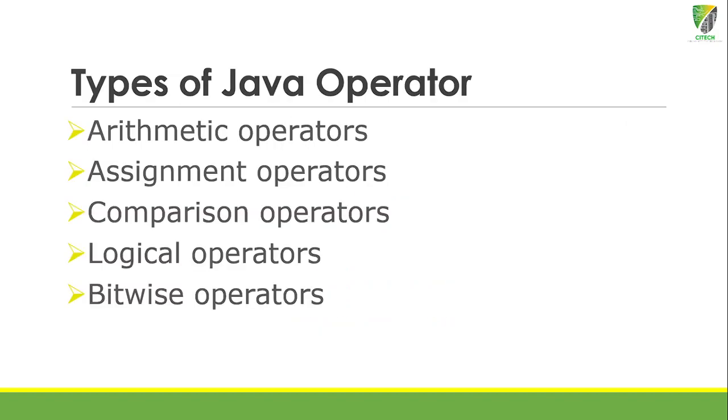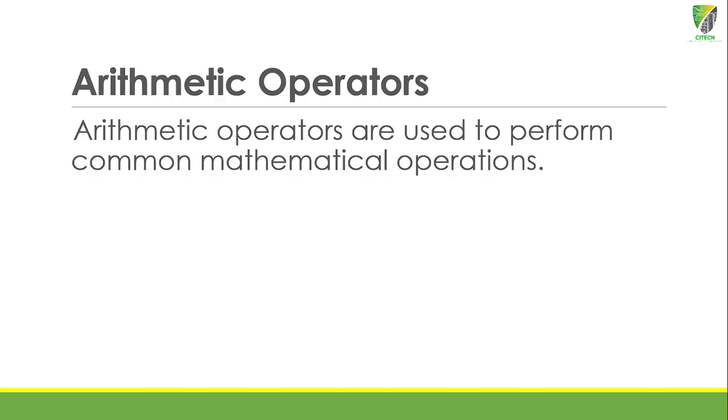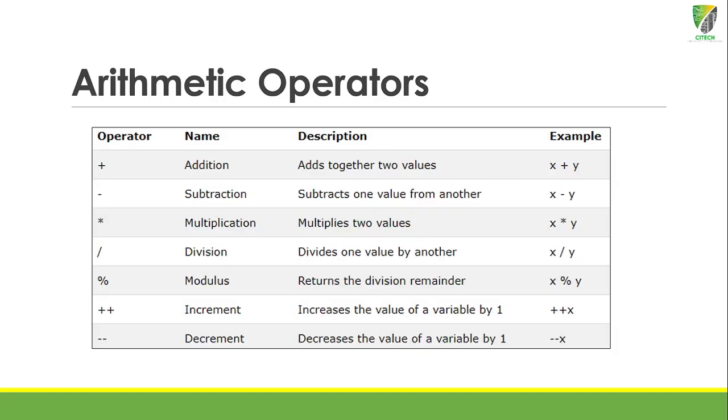So there are different types of Java operators. There are arithmetic operators, assignment operators, comparison operators, logical operators, and bitwise operators. We will be discussing first the arithmetic operators. Arithmetic operators are used to perform common mathematical operations. These are the basic mathematical operations, like addition, subtraction, multiplication, division, modulus, increment, and decrement.